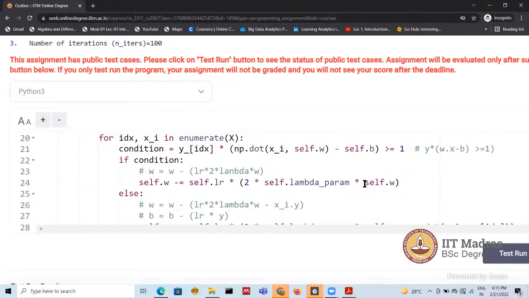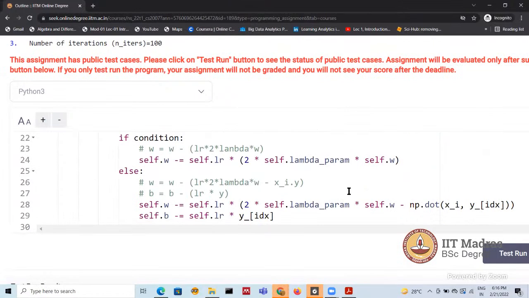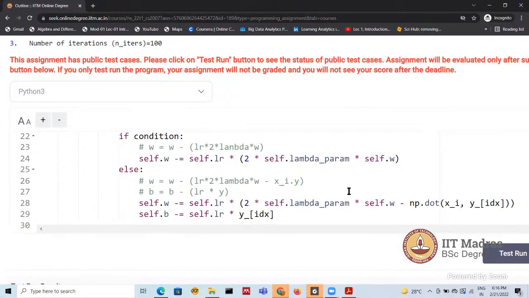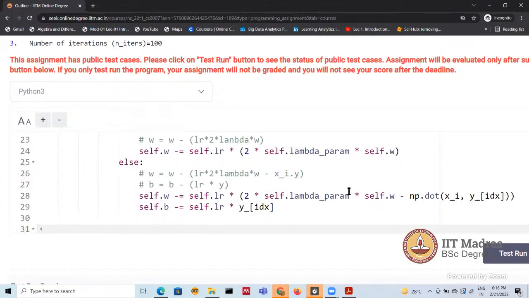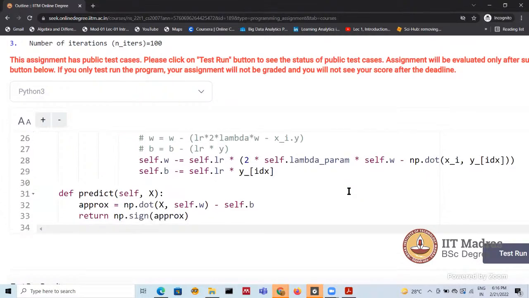So you are forming the weight vector here. If the condition is true, we have one set of equation for W. Otherwise, we have another: W equals W minus the learning rate multiplied by 2 into lambda into W. If the condition fails, you have to apply W equals W minus the learning rate into twice lambda into W minus X into Y. And then we have the formula for the B value as well, based on this gradient formula.